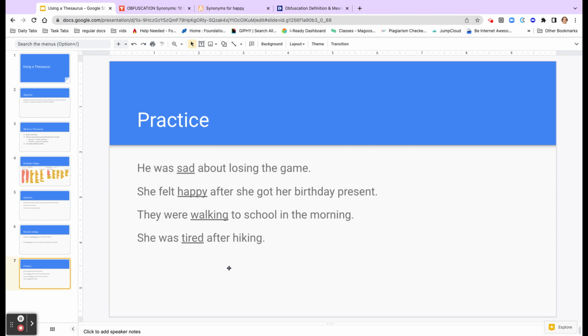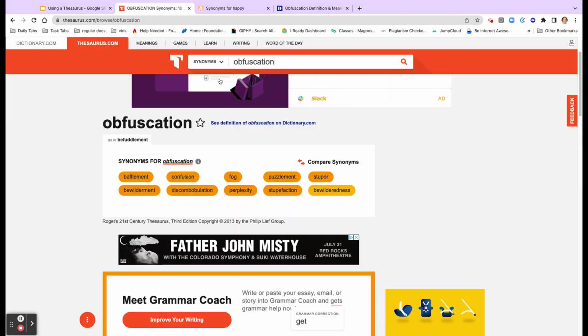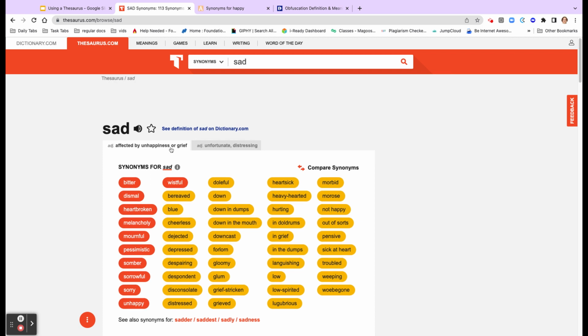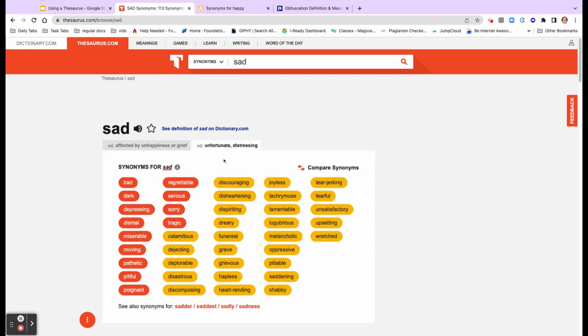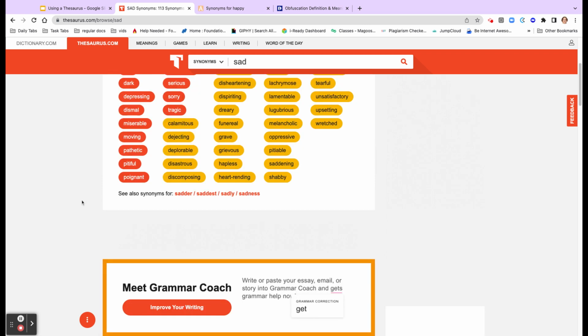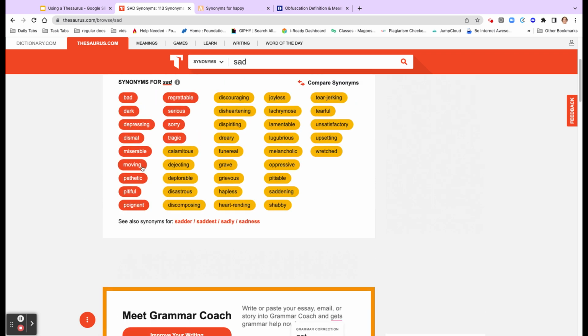All right, so if you've unpaused at this point, we have: he was sad about losing the game. Coming back to this thesaurus and hitting sad, you'll see that we have two different definitions. One is affected by unhappiness or grief, or unfortunate and distressing. So it was a sad moment in his life. It was a bad moment. It was a dark moment. Not necessarily he was feeling depressing. You can see how that doesn't quite work. He was feeling tragic. He was feeling moving.